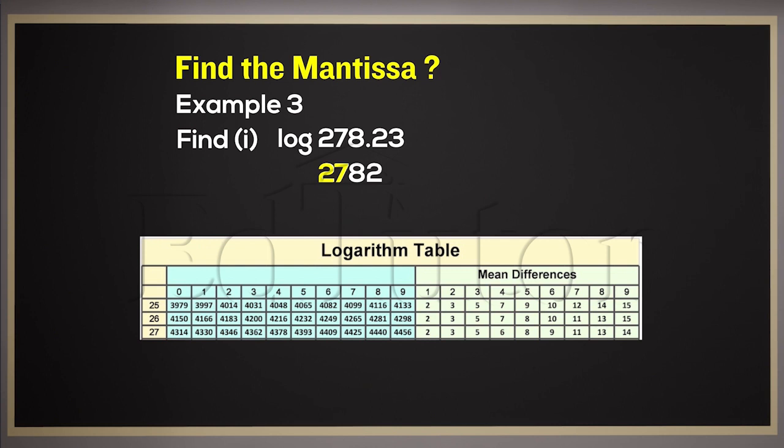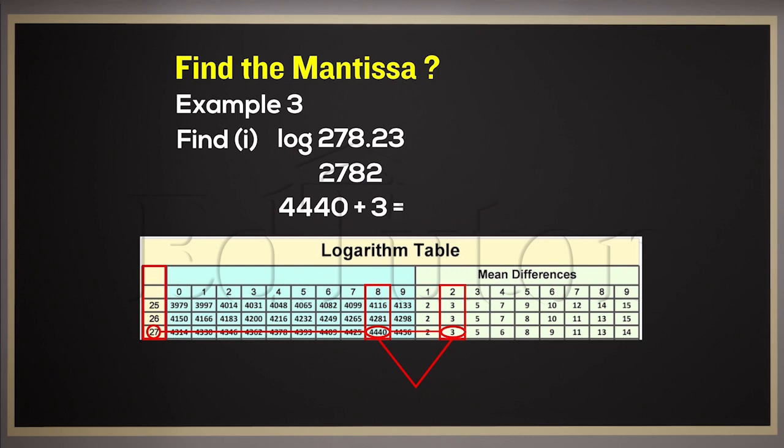Then, the first 2 digits of this number are to be checked in the column located in the first part of the log table. After that, locate column 8 in the second part of the table. The intersection of 27 and column 8 gives us this. Lastly, locate column 2 in the third part of the table. The intersection of 27 and column 2 gives us this.